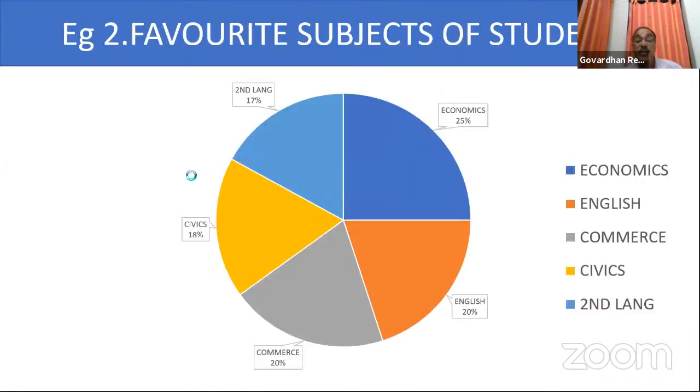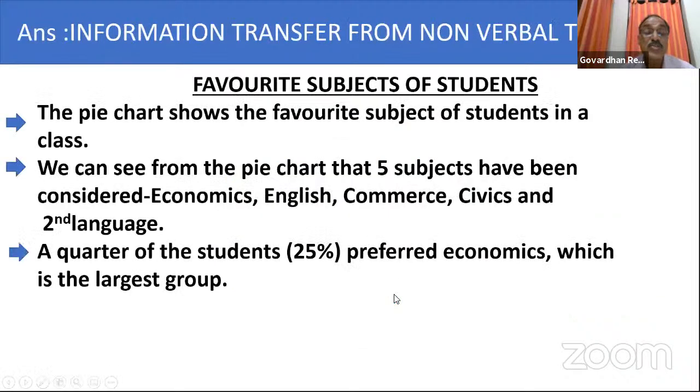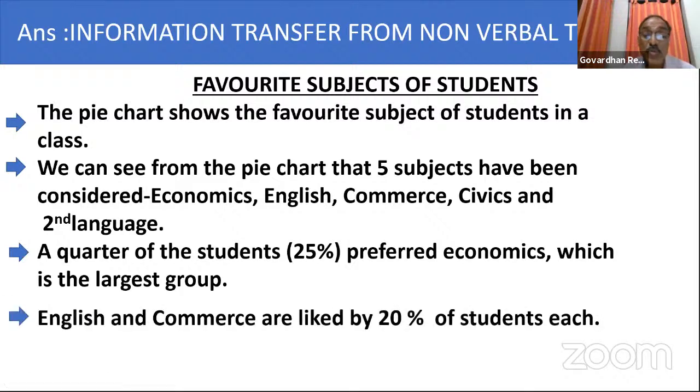Next is English, at 20%. 20% of students like English, as well as commerce. Both English and commerce are the same, 20%. You can see here. On this, you can write one more sentence: English and commerce are liked by 20% of students each.